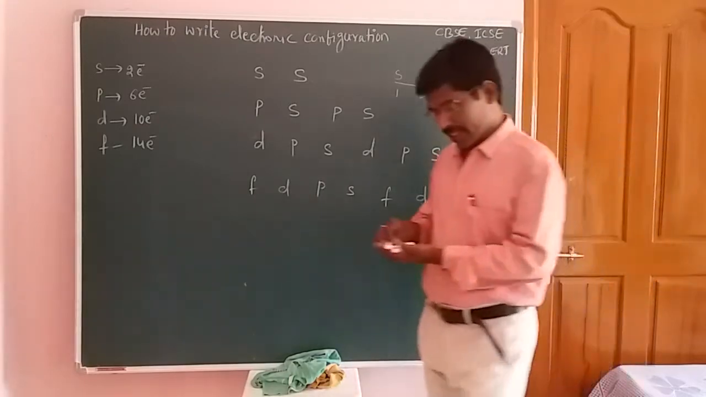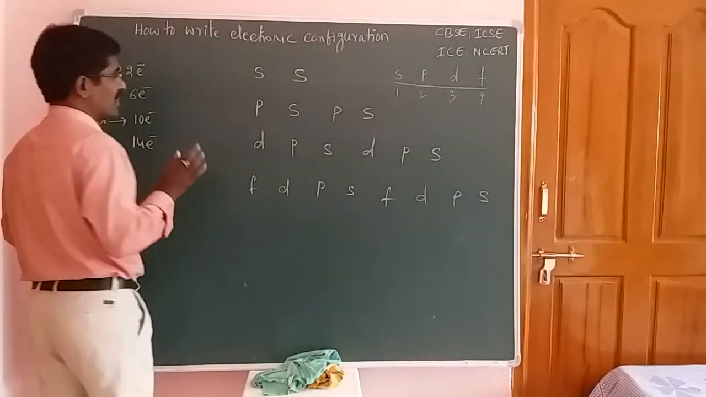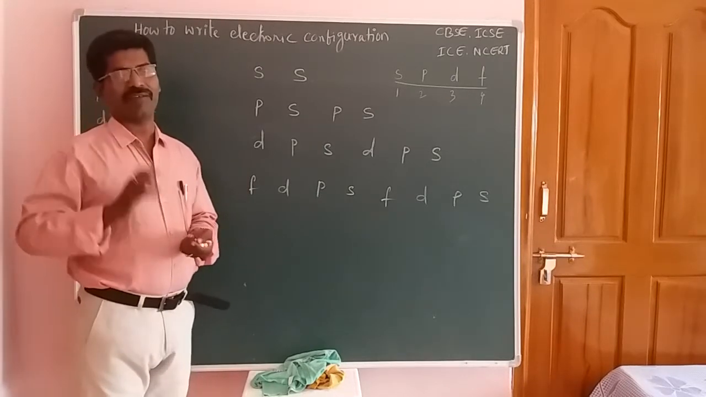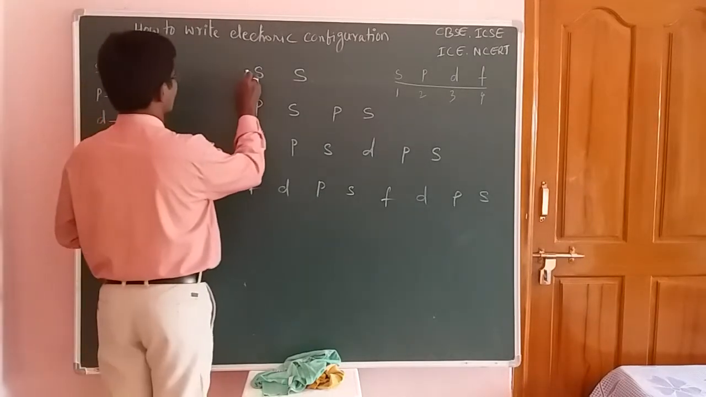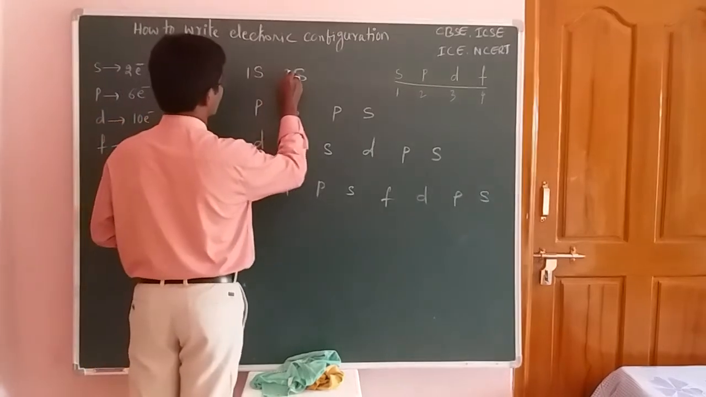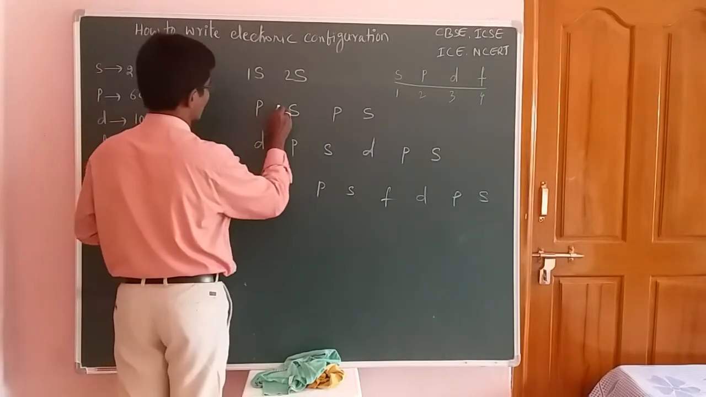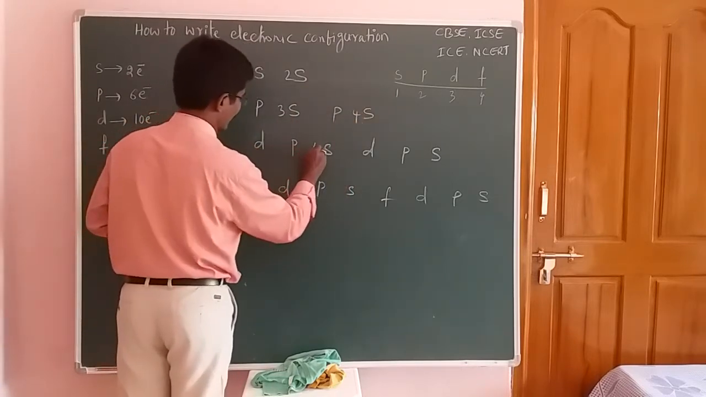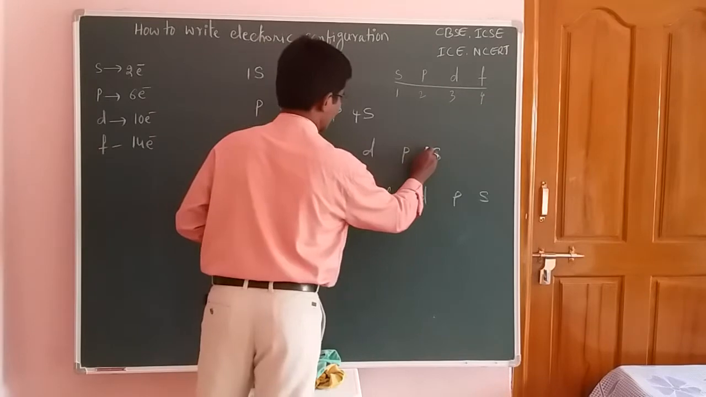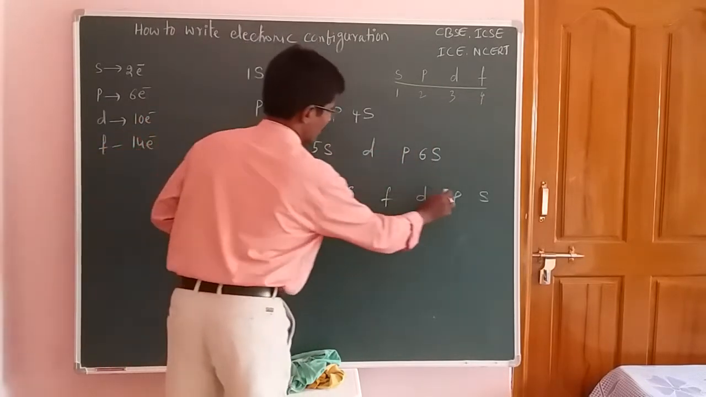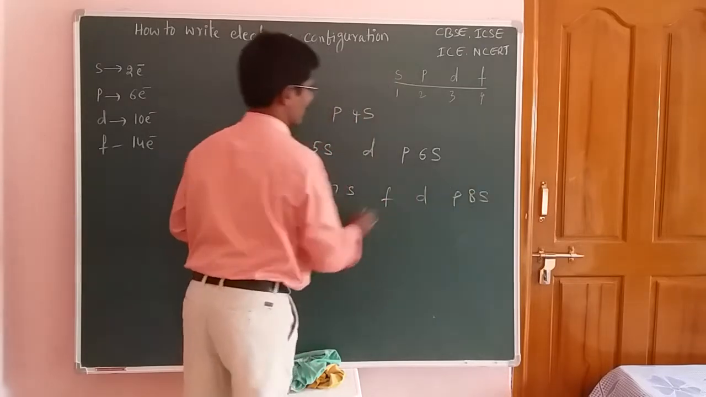Now here we know already the s orbital starts from the first energy level. So this one is the first energy level, and this one is the second energy level. Next one is the third and fourth, the next one is the fifth energy level, and the next one the sixth energy level. Now here seventh, and this is the eighth energy level, students.